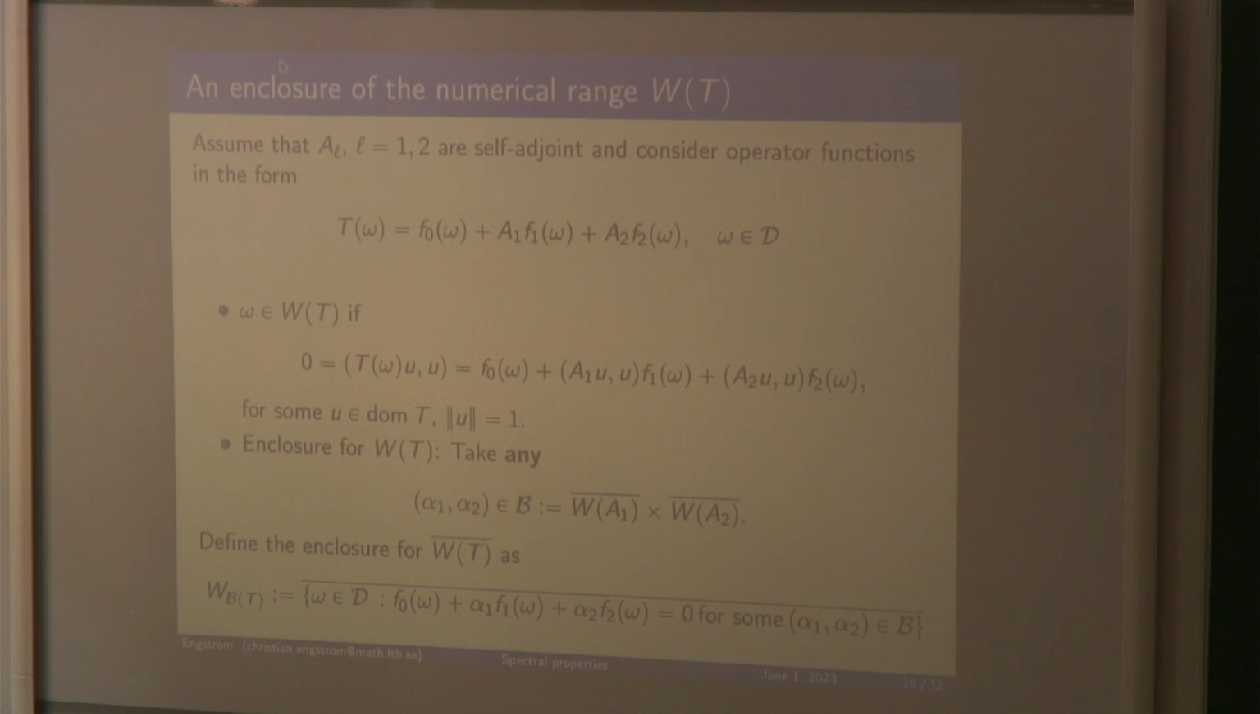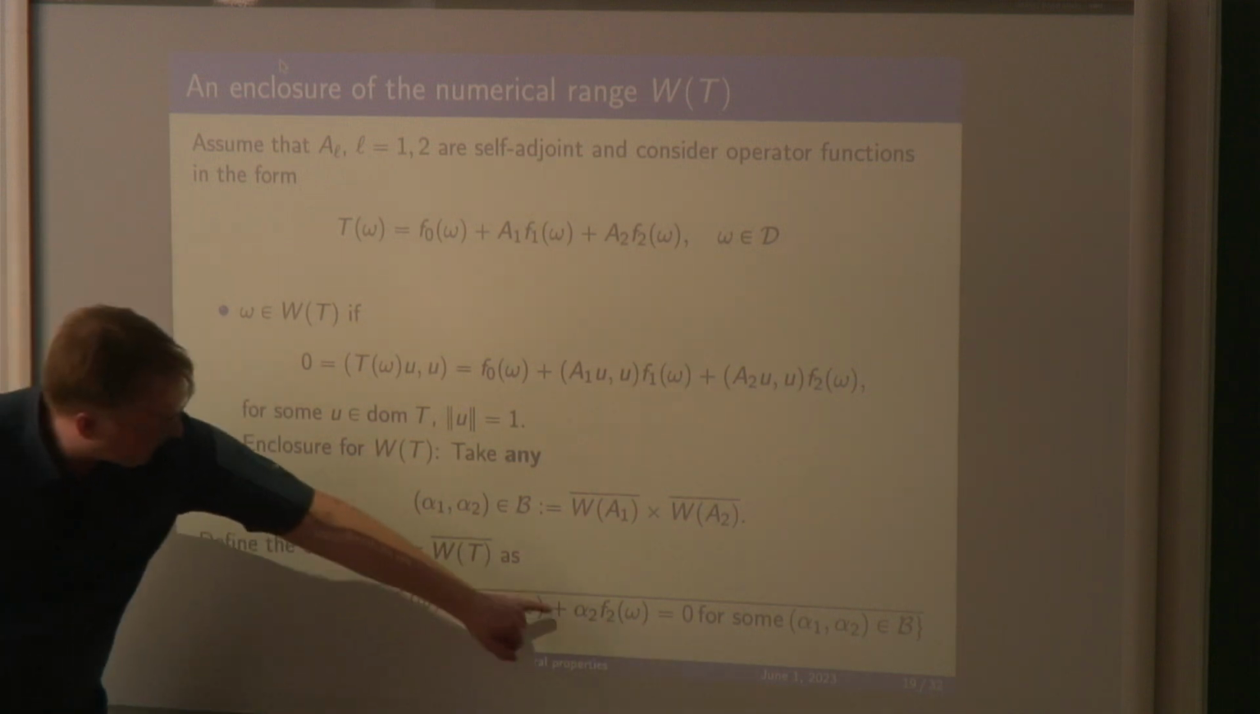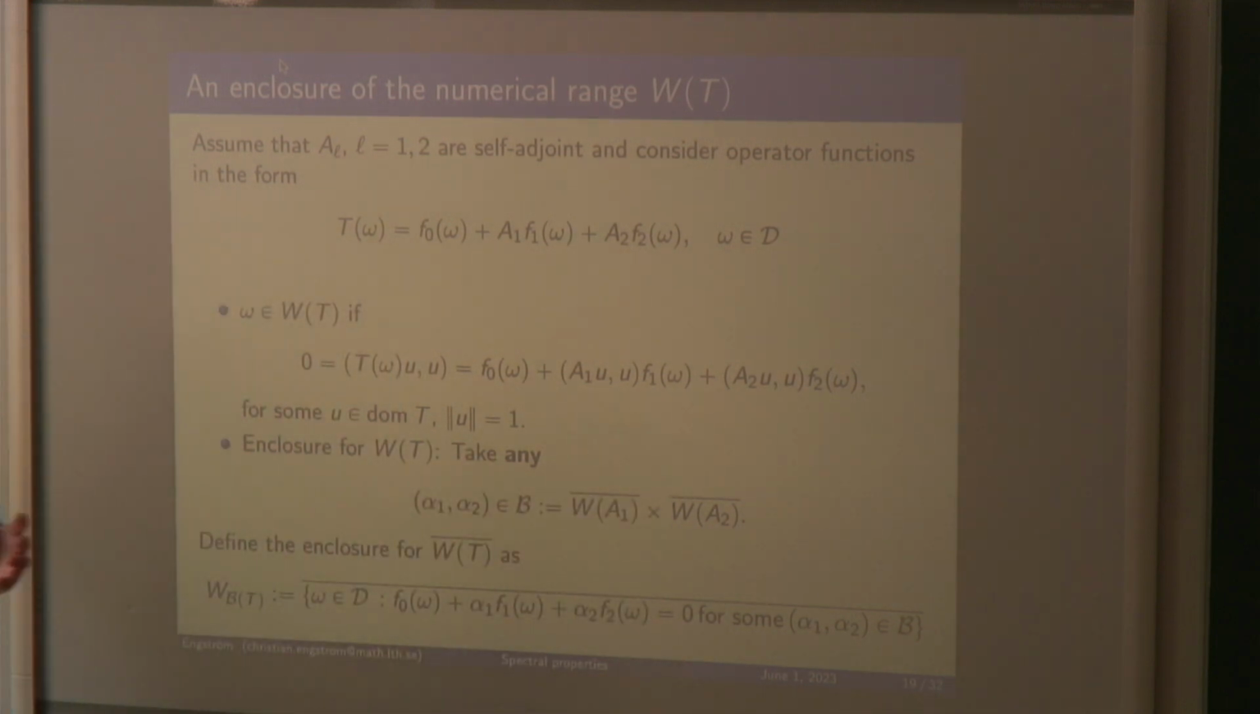It might be bad if we have two unbounded operators, but in our case we have one unbounded and one bounded, and it turns out that it works nicely. If you have two unbounded, you need to include some relation between them, otherwise this will be useless. But so the enclosure is that we solve this equation here, where alpha 1 and alpha 2 belong to this set. So we have some kind of rectangle. Not so sophisticated a bound, it seems, but it's actually still quite useful.